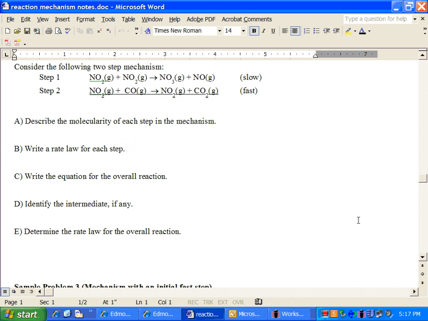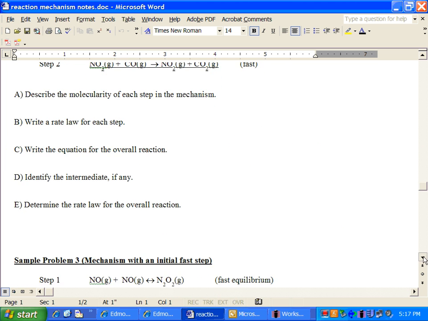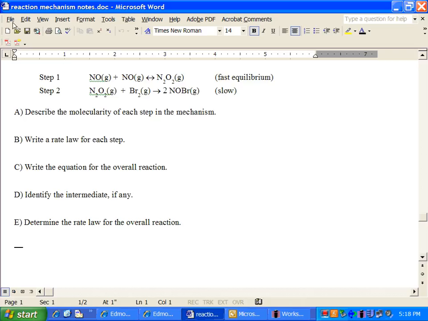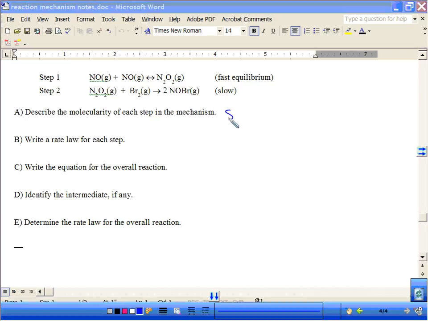Our third sample problem, going to answer those same questions. Step 1 is going to be, there are 2 particles, so this is bimolecular. Step 2 is also bimolecular.